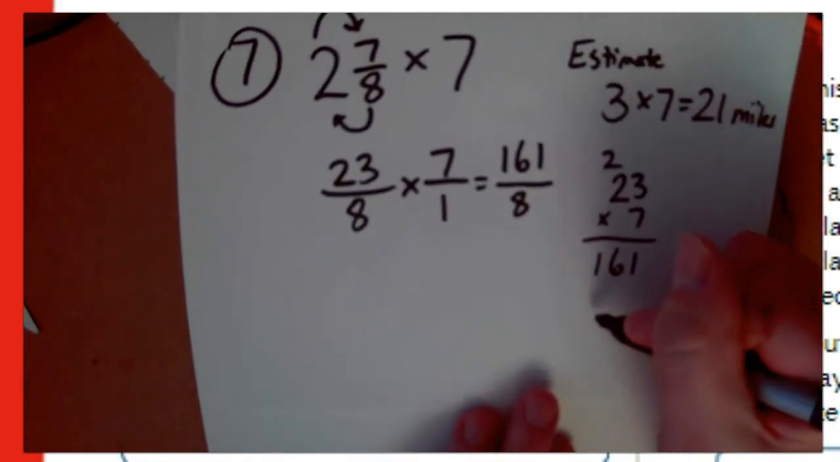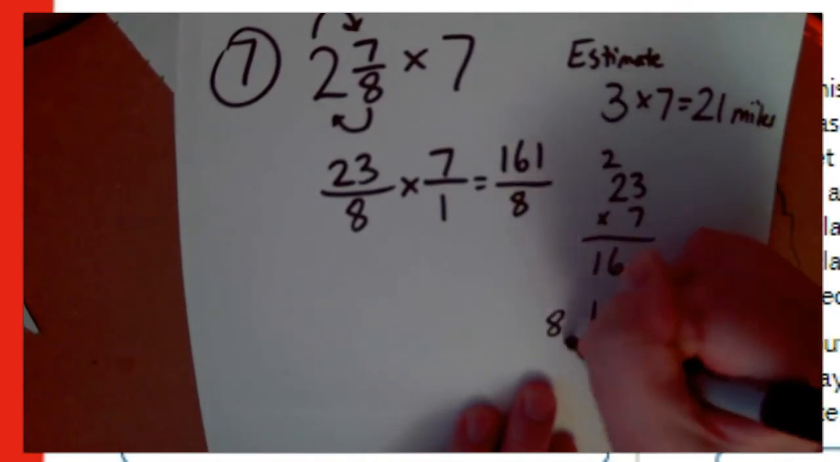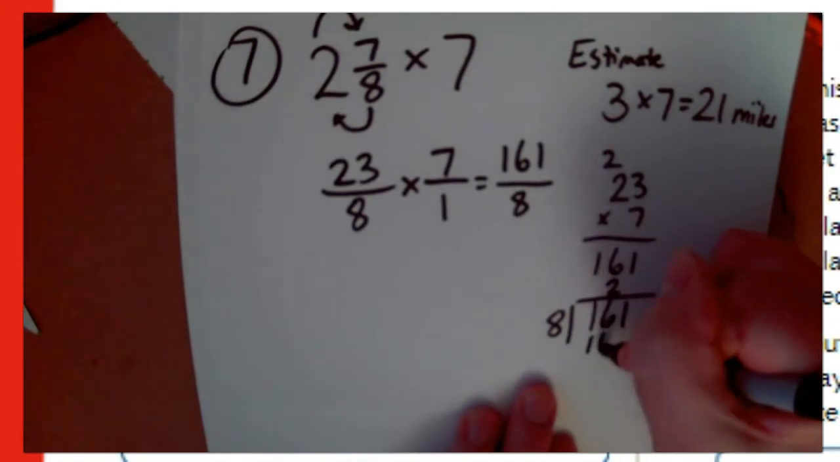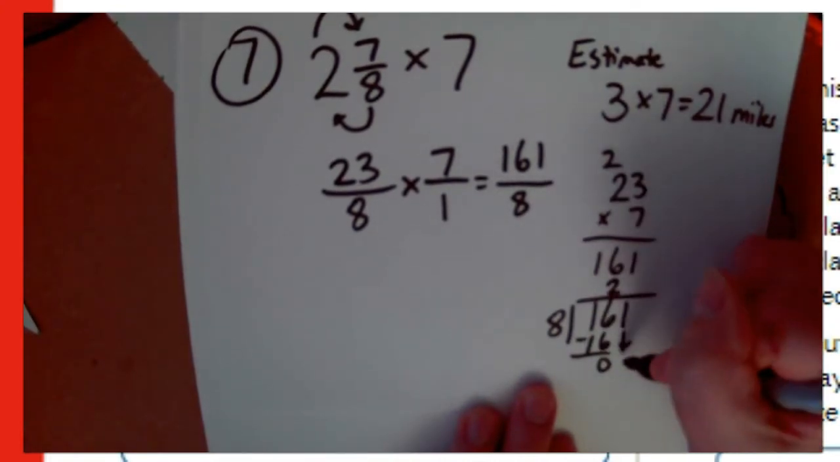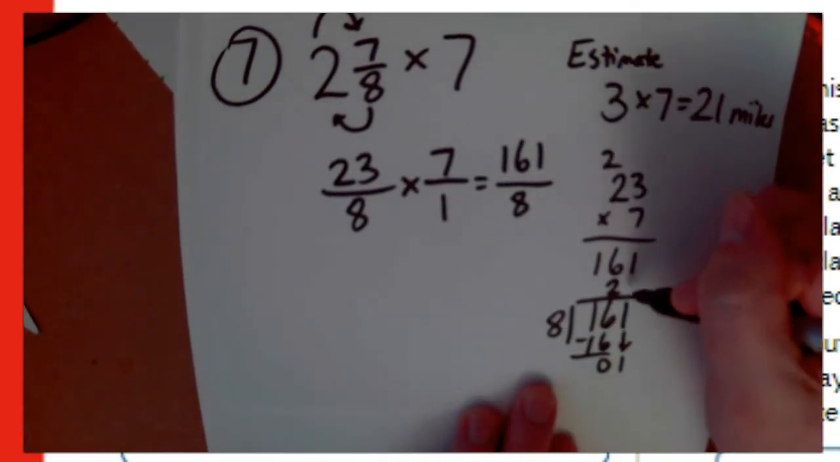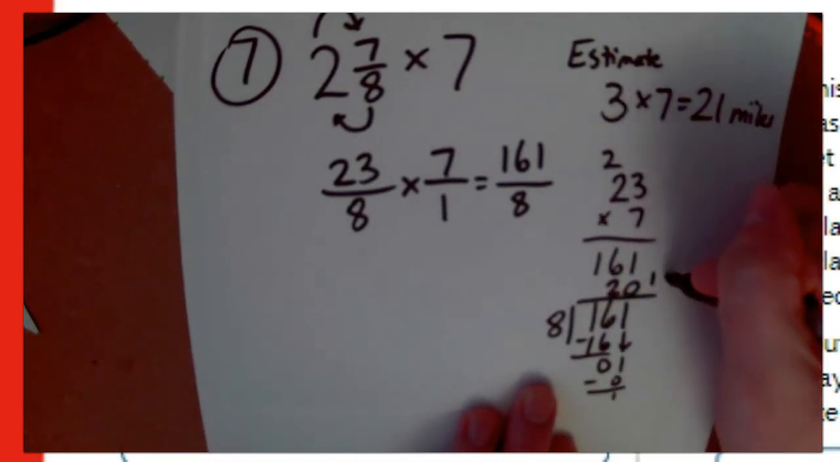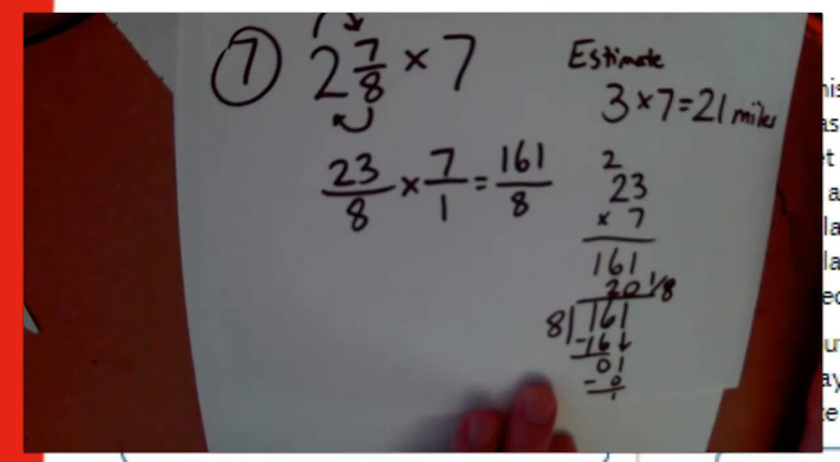So I'm going to take 161 and divide by 8. So 8 goes into 16 2 whole times. 2 times 8 is 16. I subtract and get a 0, bring down my 1. 8 goes into 1 0 times. I'd subtract and still get a 1 as my remainder. So I get 20 1/8.